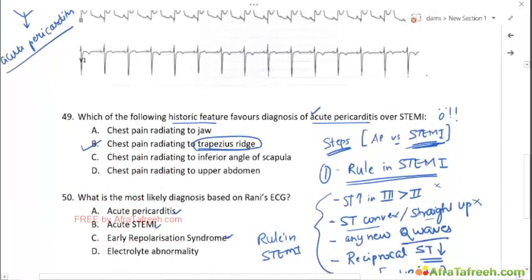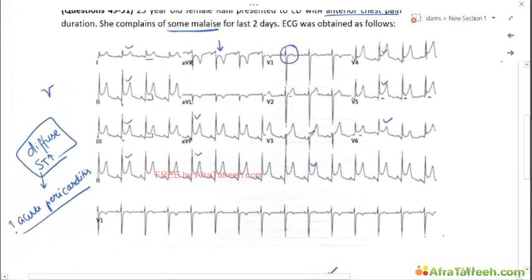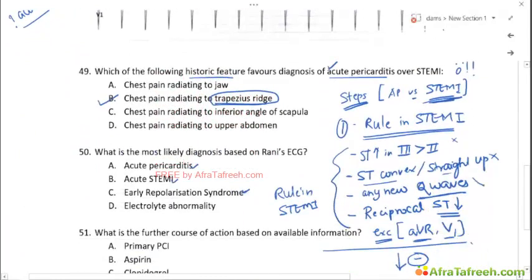Do we have any new pathological Q waves? These are very narrow needle-like Q waves which are normal. A pathological Q wave would be at least 1 small square wide. I don't see any pathological Q waves anywhere around the ECG. So this is not there.